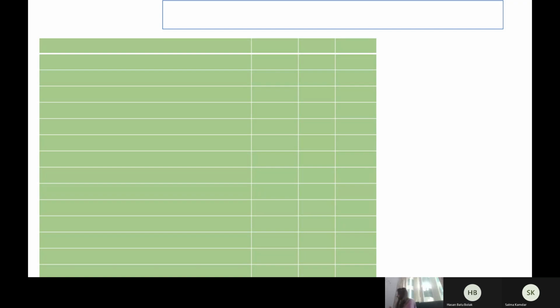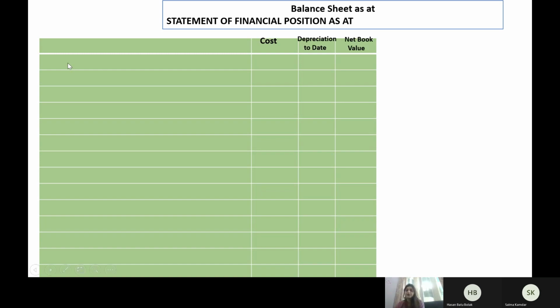So we are doing the balance sheet format, or the statement of financial position format. Just remember that when I'm doing the statement of financial position format, it is always as at a particular date. Now see, you would have 3 columns.